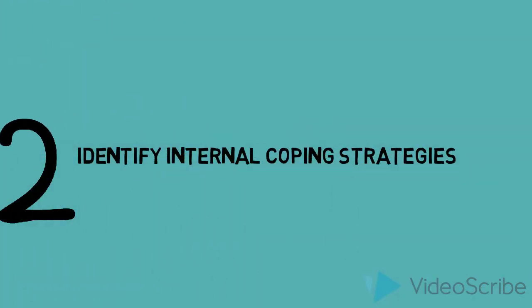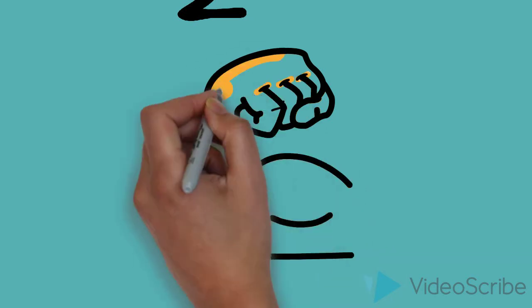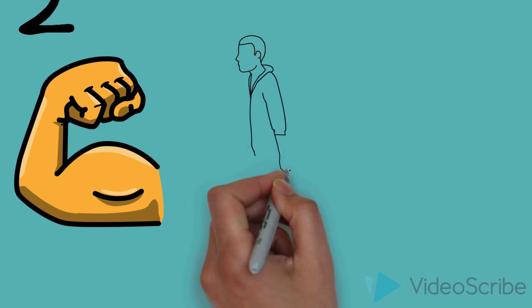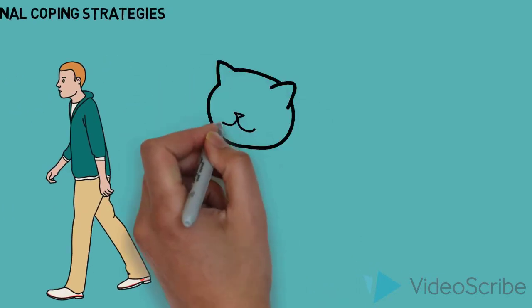The second stage is to identify internal coping strategies. This stage involves asking the individual to identify what they can do without the assistance of another person, should they have suicidal thoughts again. Examples of coping strategies could be going for a walk or playing with a pet.